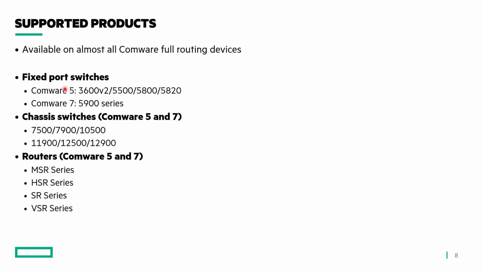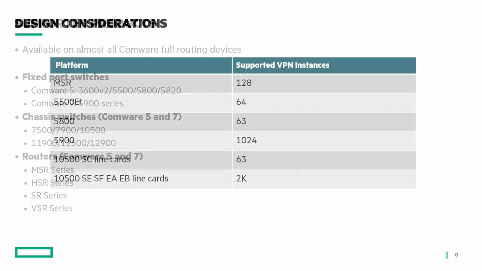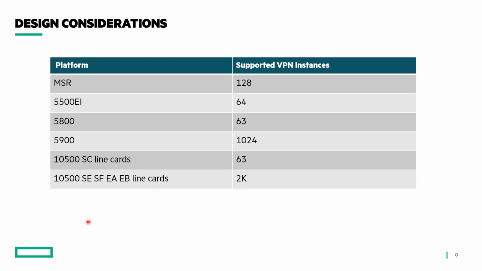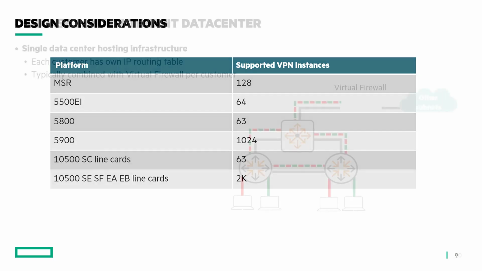What products do we support for that VRF Lite? We use Comware 5, the older one, which we don't really use nowadays, or Comware 7: the 5900 series, chassis based as well, 12900, and so on, and then any routers, Comware 5 and Comware 7. There will, of course, be limitations. This is just an example of the maximums that we can have. Of course, for other products, you need to consult the data sheet for that product.